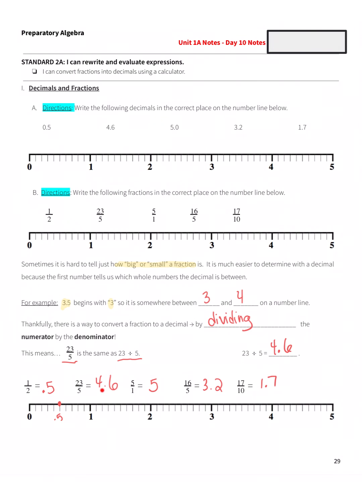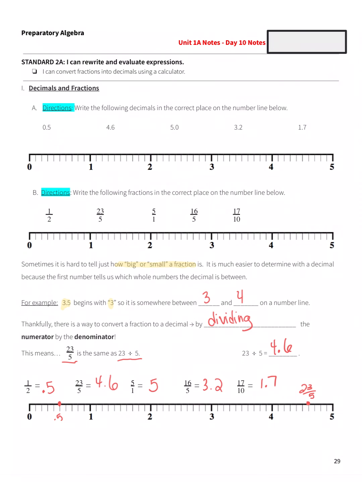23/5 is equal to 4.6. Well, 4.6, we know that it's somewhere between the numbers 4 and 5. First number is 4, so 4 and 5, and then we count 0.6 over. 1, 2, 3, 4, 5, 6. So it would be right there. So that would be where 23 fifths is, or 4.6, however you want to write it.